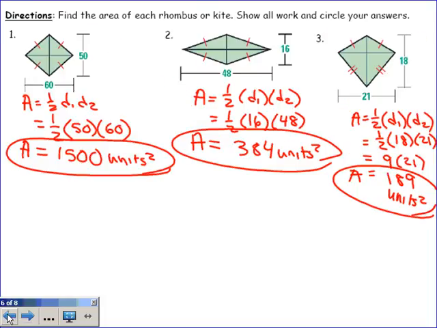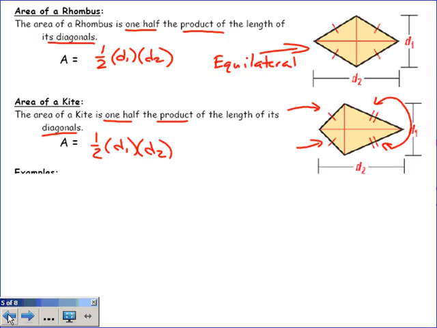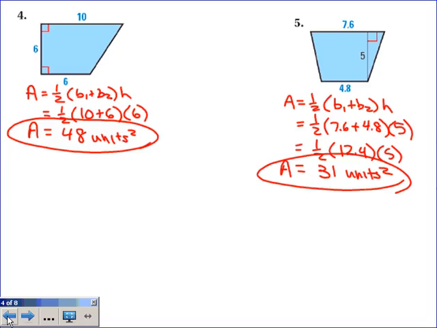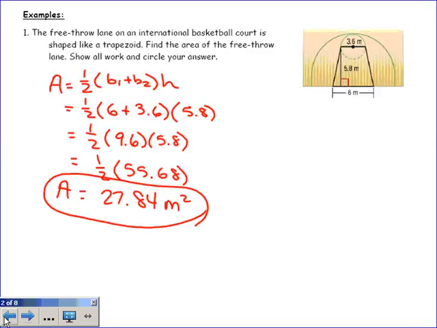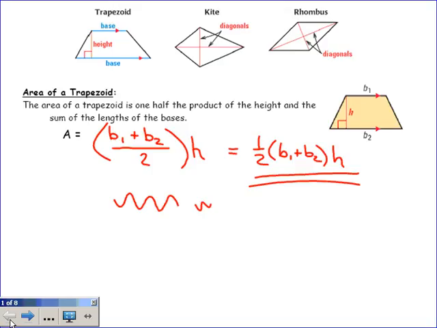This is pretty straightforward. They actually give you the diagonals. So identify the shape. Is it a rhombus? Is it a kite? Is it a trapezoid? We know the formulas. Here's a basketball court. You can have story problems like this. And there's your 3 shapes: the T, the K, and the R.